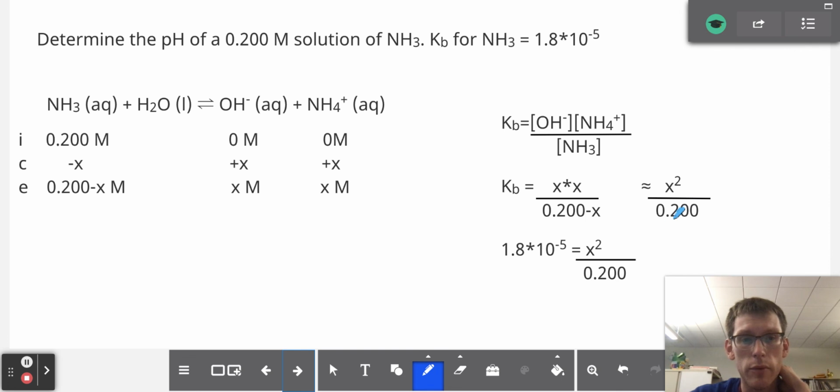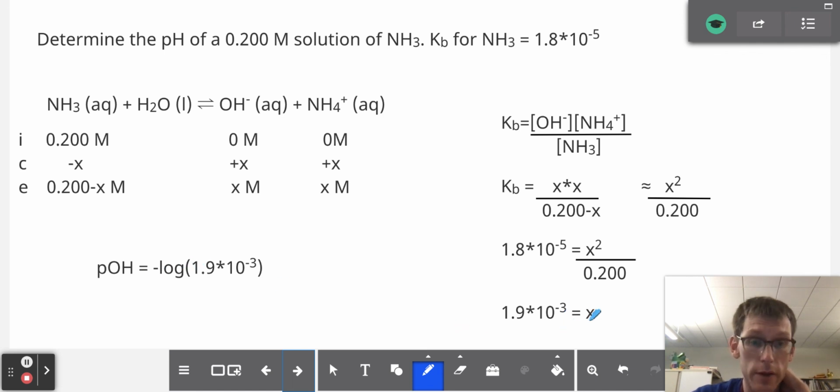And from here, same as before, we can bring the 0.2 over and multiply that 0.2 by both sides. Then taking the square root, we end up getting 1.9 times 10 to the negative third molar is X. Now, for clarity, that is the concentration of OH- as well as NH4+. But the concentration of OH- is actually useful to us because that is going to get us to the pOH. pOH is the negative log of the concentration of hydroxide that we found. And that comes out to 2.72.